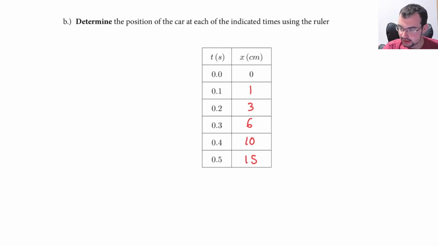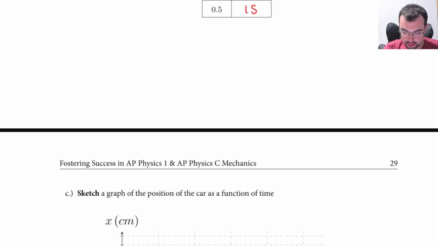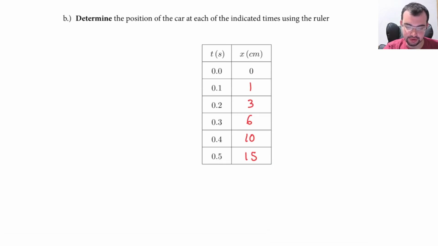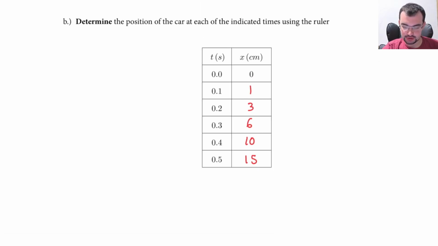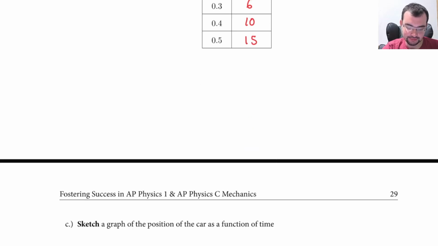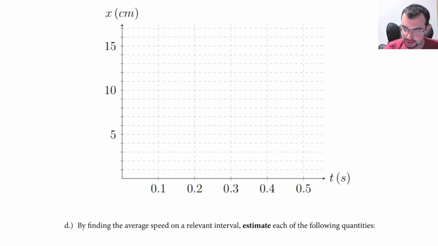Now, we can actually tell from the table, although I think that's a question later, so I'll save it. You can actually tell from the table itself this is speeding up by looking at gaps. Let's sketch a graph of position. We do have a grid, so accuracy matters here.